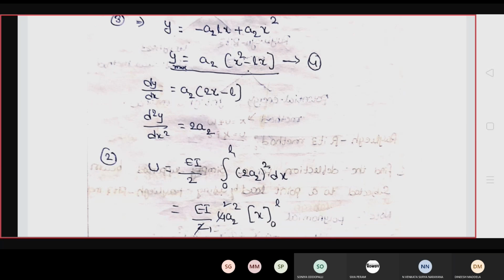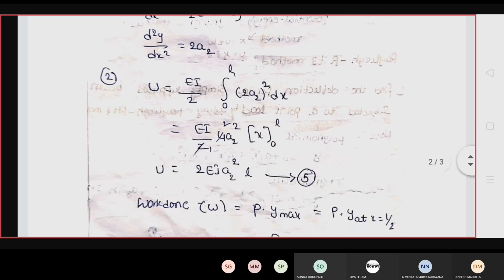Next, again differentiating the above equation, we will get d square y by dx square equal to 2a2. Here d by dx of 2x is 2, d by dx of L is zero since it is a constant, so we get 2a2.